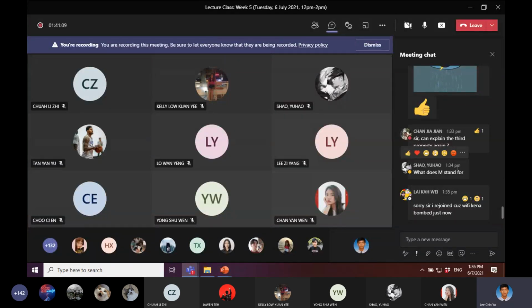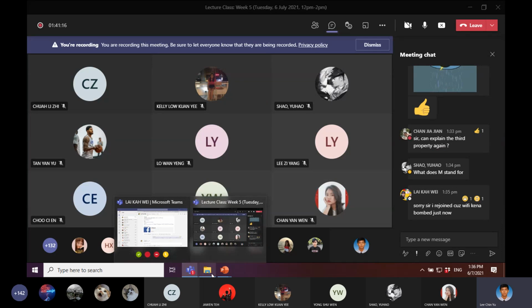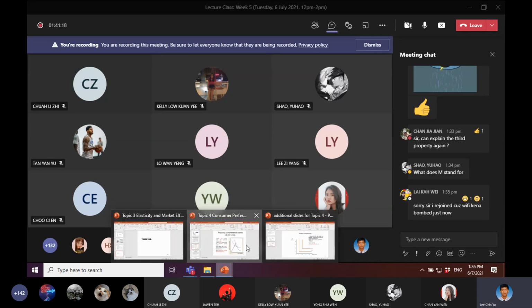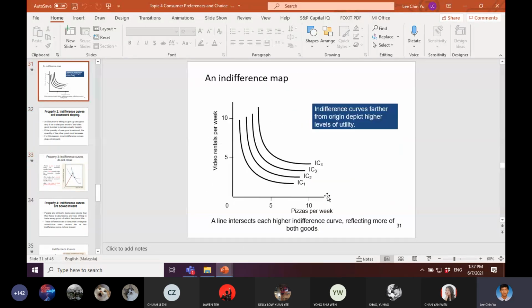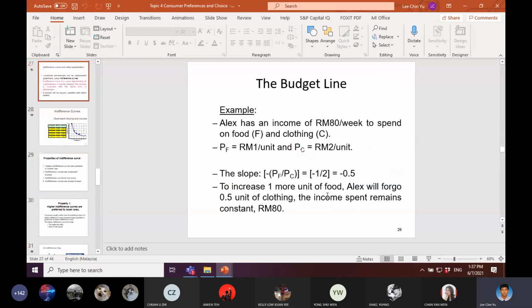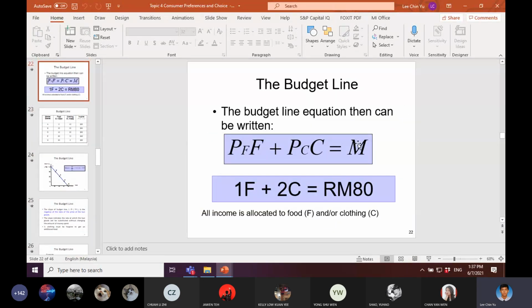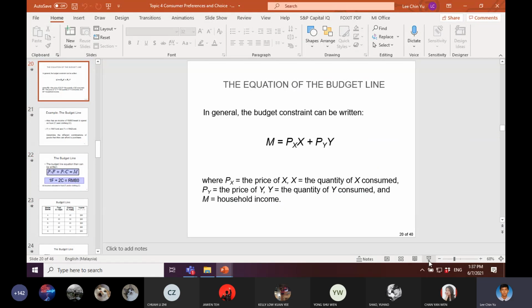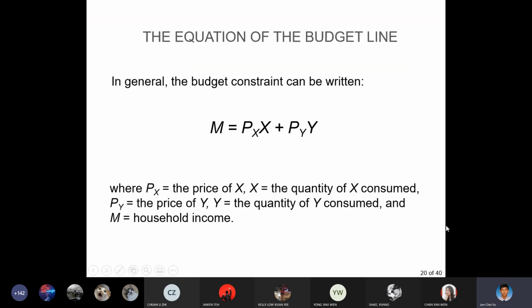Right. So, what does M stand for? M over here means the budget line. Some of you may notice, why do we use M? What if I want to use Y? Is it possible? If you use Y, this is also Y, so it will be confusing. Here, they use M because it means money spent.